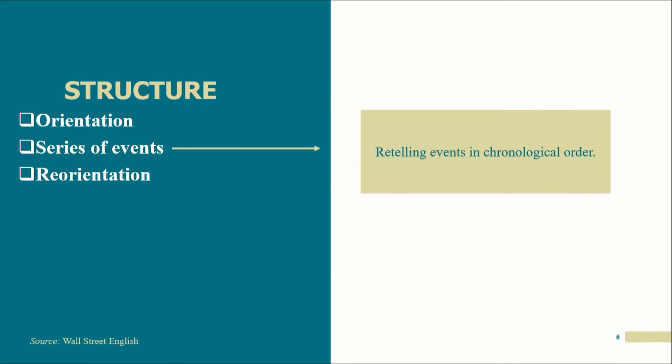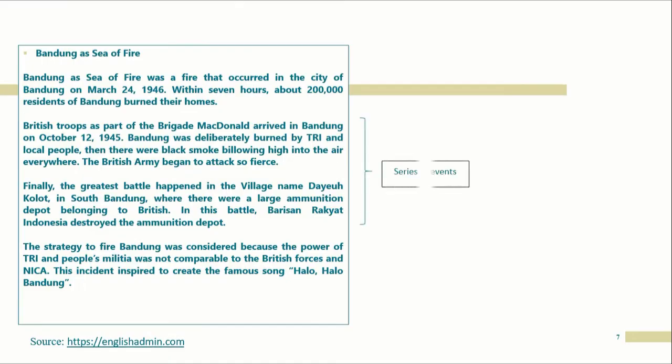Now we move to the second part of the structure, which is series of events. It tells what happened sequentially or delivered in chronological order. Usually, it is written in more than one paragraph, based on the writers. Now, we look at the example. Series of events is in the second and third paragraph. We can also see here there is more than one event written by the writer. That is why it is called series of events, meaning more than one event.